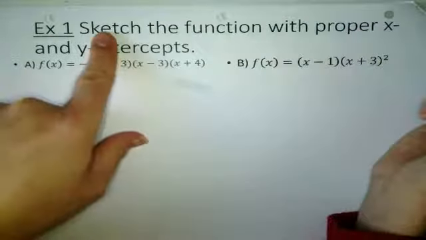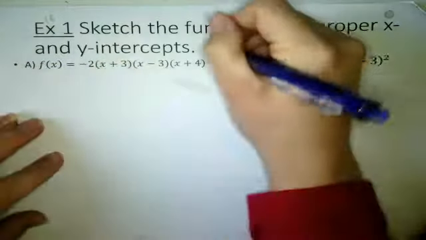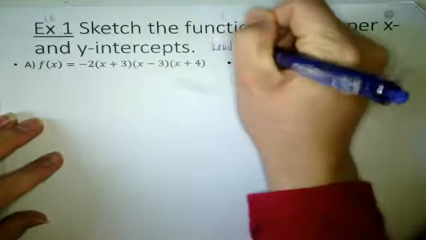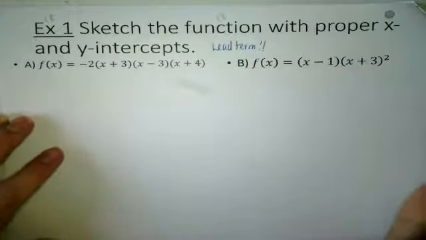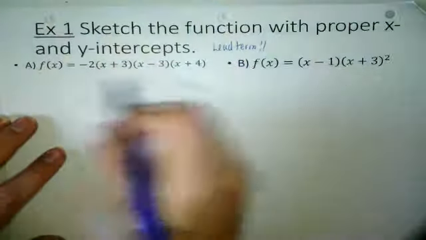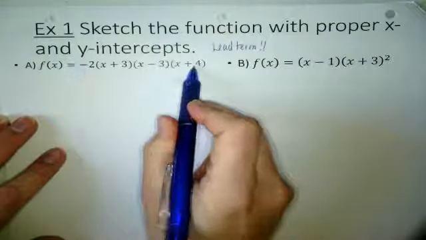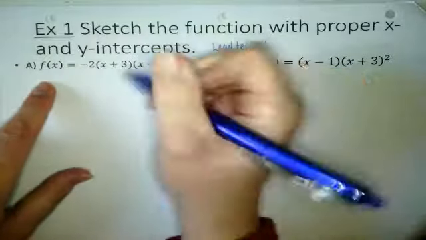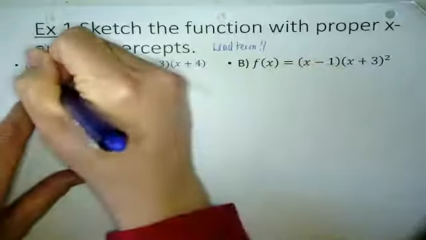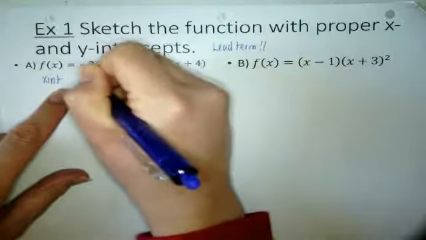So example 1, sketch the function with the proper x and y intercepts. And so you also need to know the leading term as well. And so we will figure all of these things out. So the very first thing I want to do here is you can see that this polynomial has already been factored. And so I can right away figure out my x-intercepts just by setting each bubble equal to 0. So do I set -2 equal to 0?